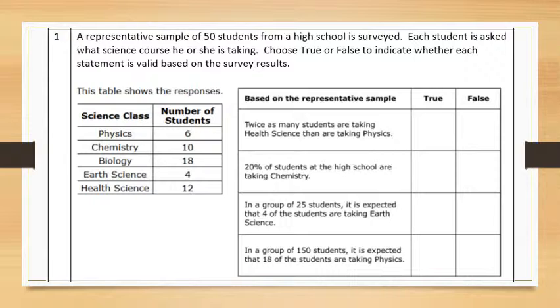A representative sample of 50 students from a high school is surveyed. Each student is asked what science course he or she is taking. Choose true or false to indicate whether each statement is valid based on the survey results.